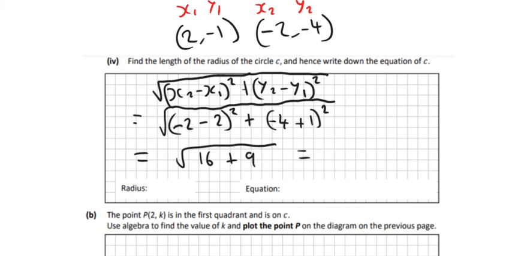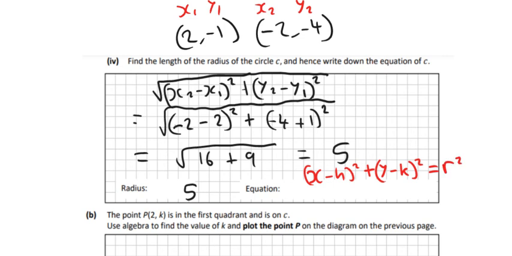So that's actually going to work out as 5. So the radius is 5. The equation of the circle then, what you need to do is, you can go back to your log tables again. The formula for the equation of a circle is x minus h squared plus y minus k squared is equal to r squared.